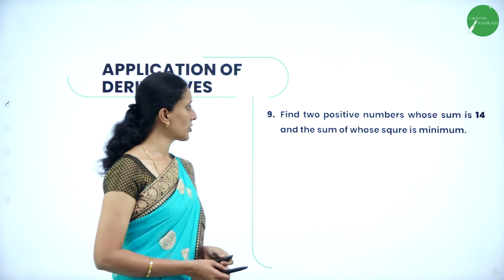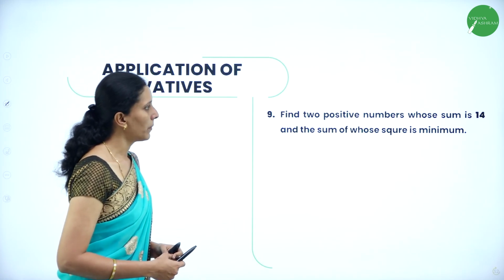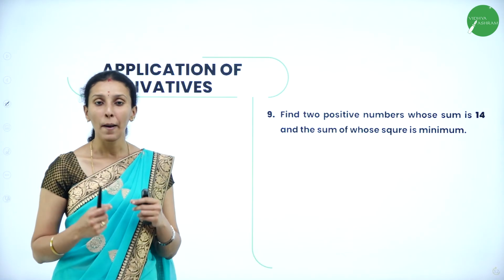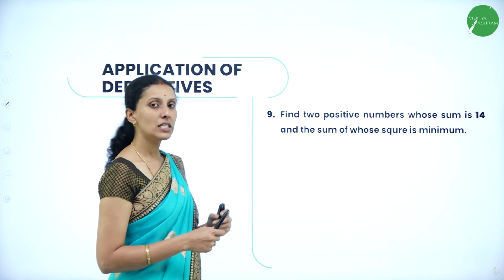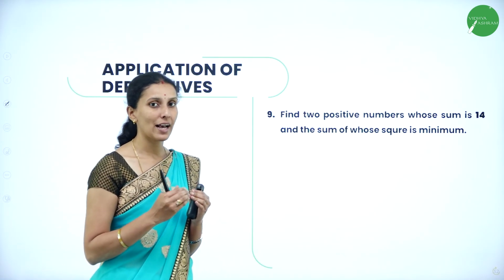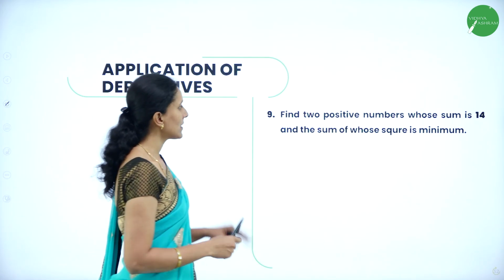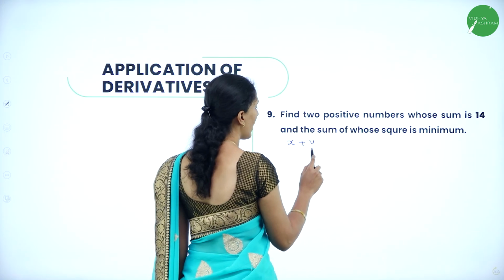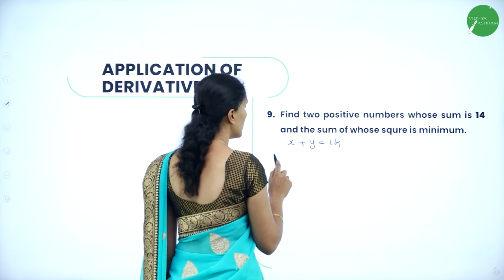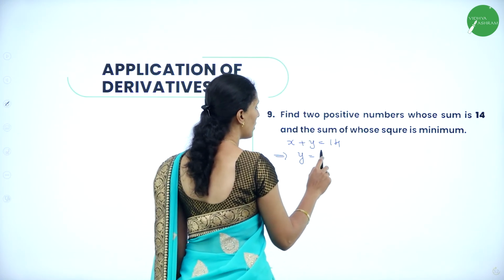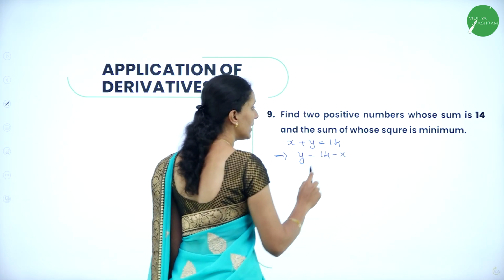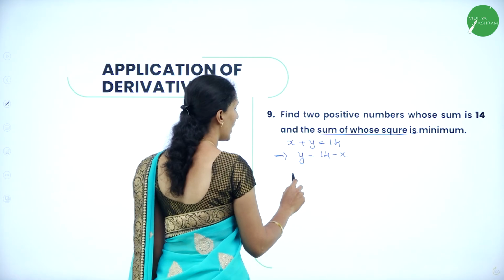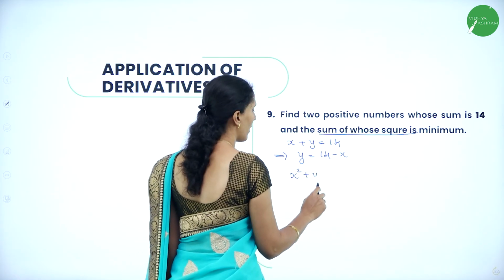Let's look at the next question. Find two positive numbers whose sum is 14 and the sum of the squares is minimum. So minimum means the second order derivative must have a positive quantity. Let's see now. Two positive numbers. Let me take it as x plus y is equal to 14. So this implies y is equal to 14 minus x. The sum of the squares. So let's take x square plus y square.